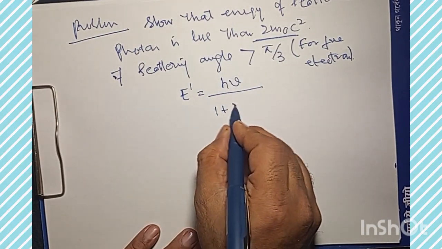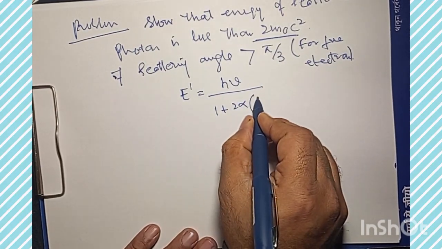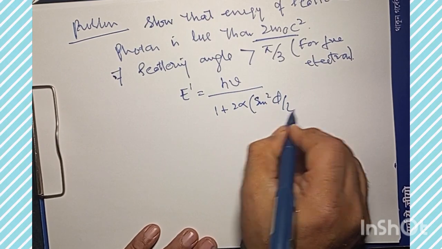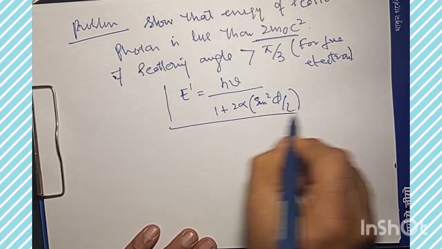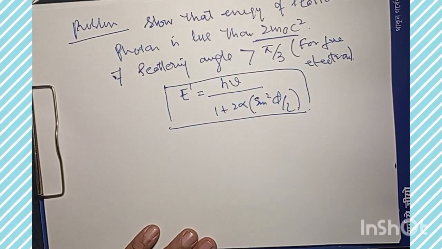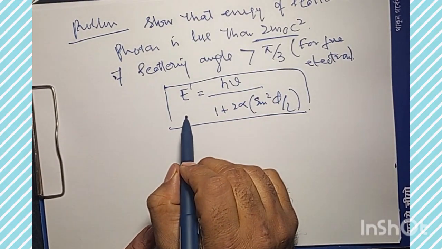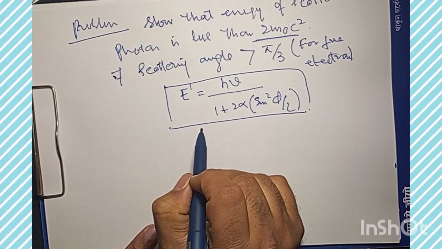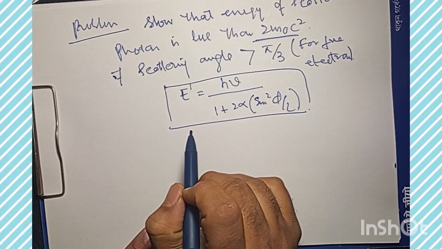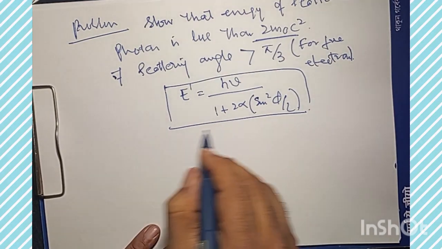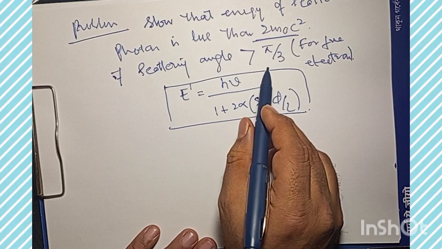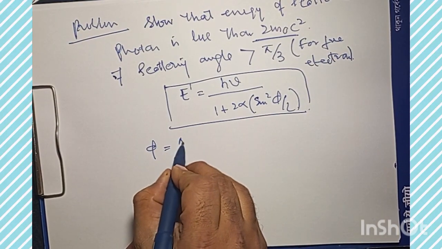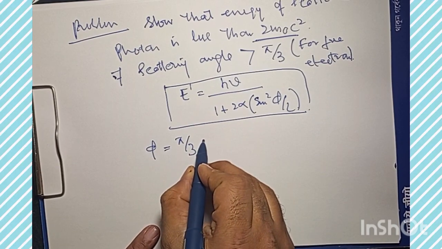it is h nu by 1 plus twice alpha sine square phi by 2. This is going to give us the energy of this scattered photon, which has already been deduced in the previous problem. Now here in this case, what's the condition? If I take phi equal to pi by 3, what does that mean?